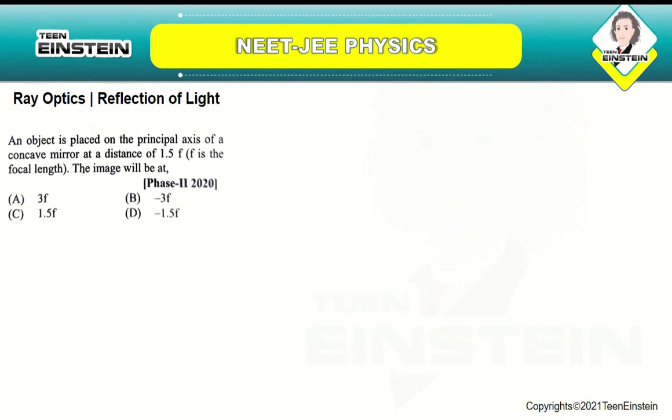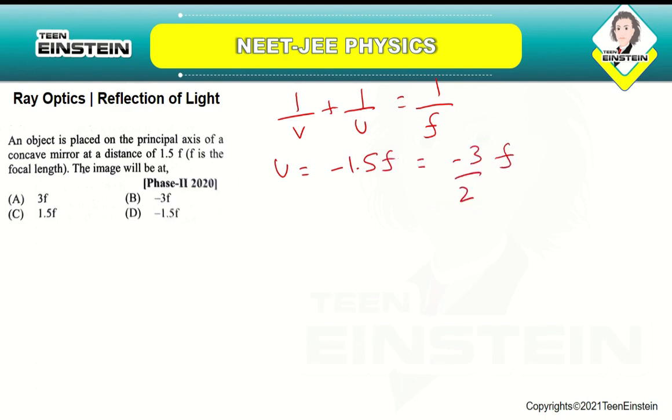An object is placed on the principal axis of a concave mirror at a distance of 1.5 f, where f is the focal length. The image will be at? You want to find out where the image will be, and they have given us 4 options. Here we are going to make use of the mirror formula: 1/v + 1/u = 1/f. We consider the sign convention, where u = -1.5 f, which you can write as -3f/2.